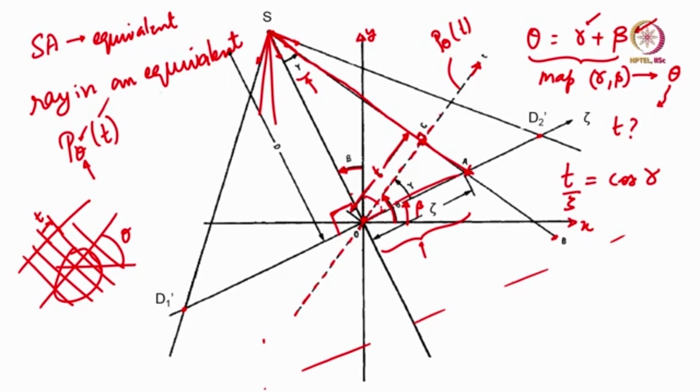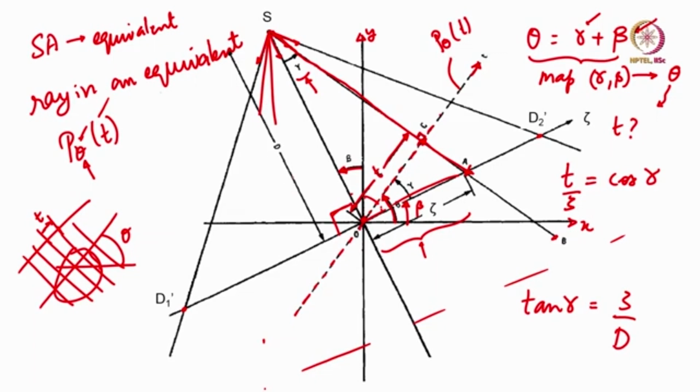How do you get gamma now? If you knew equiangular you knew what gamma was, but now if you have an equispaced detector you can get gamma simply by writing tan gamma is zeta by d. Tan gamma in this triangle is zeta here divided by d, distance of source to detector.